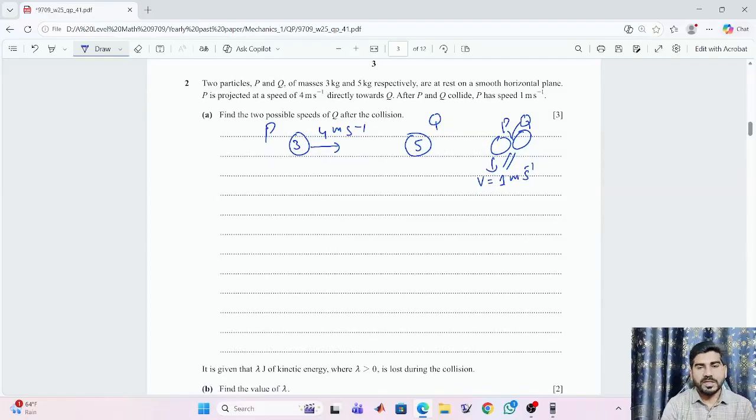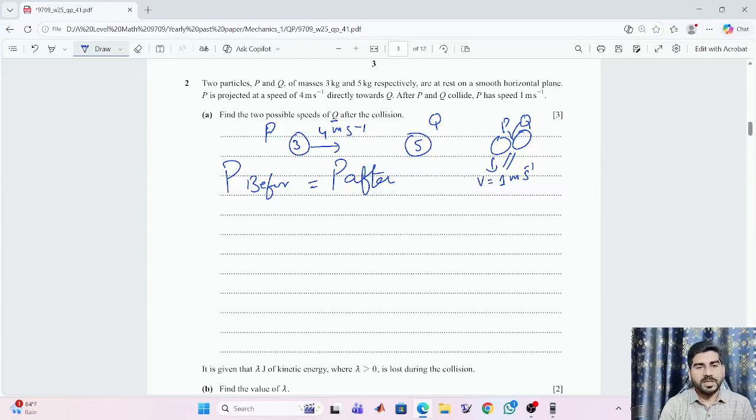We want to find the speed of Q after collision, and we know the law of conservation of momentum: the momentum before collision is equal to the momentum after collision. Momentum is represented by P here. How can we find momentum? Momentum is actually the product of mass and velocity.